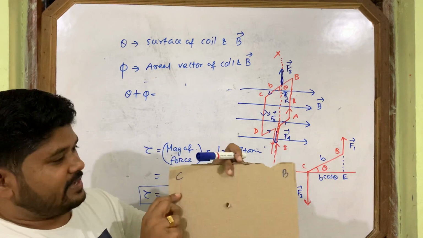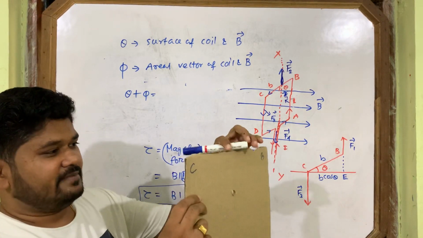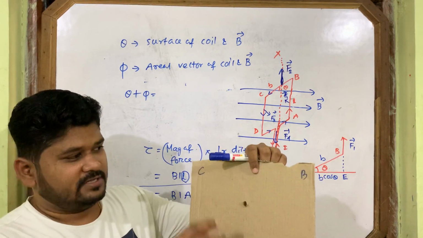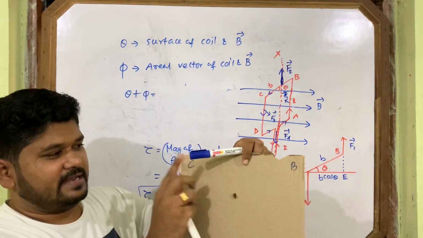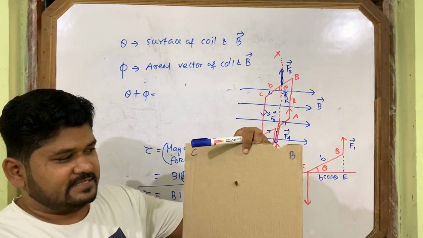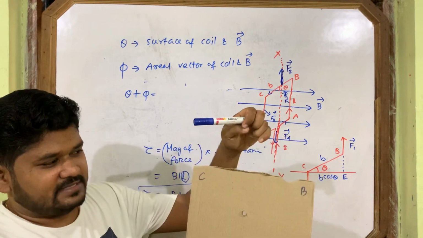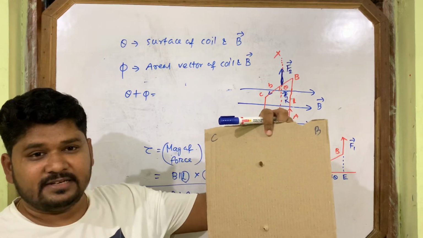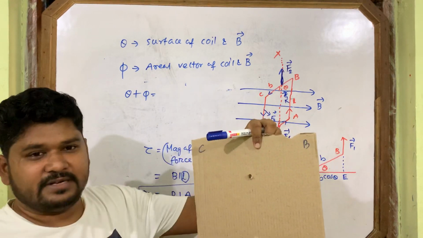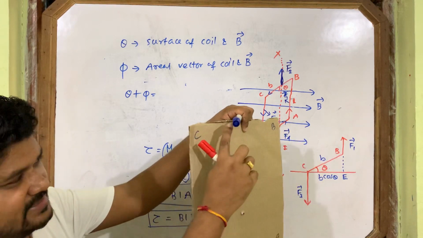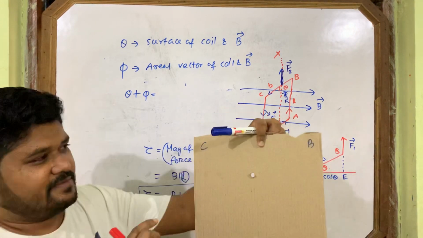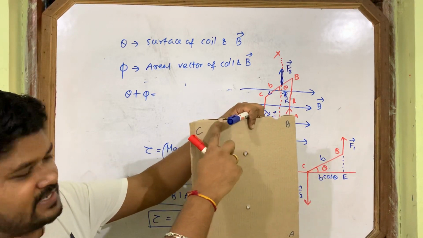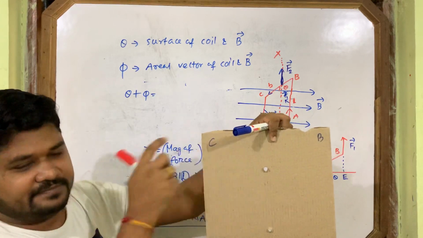Suppose we have kept the coil like this. This is the direction of the magnetic field. I am keeping the coil like this so it will be clearly visible to you. The magnetic field is this blue marker. The coil is kept like this, making some angle with the magnetic field. So which angle is theta here? The angle between the coil and the magnetic field. See, this angle is theta.